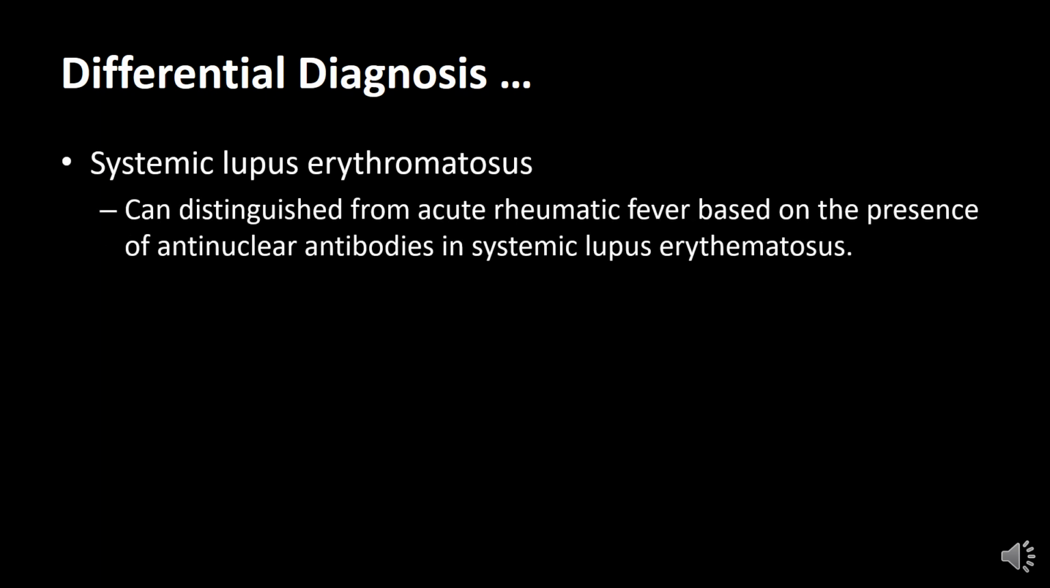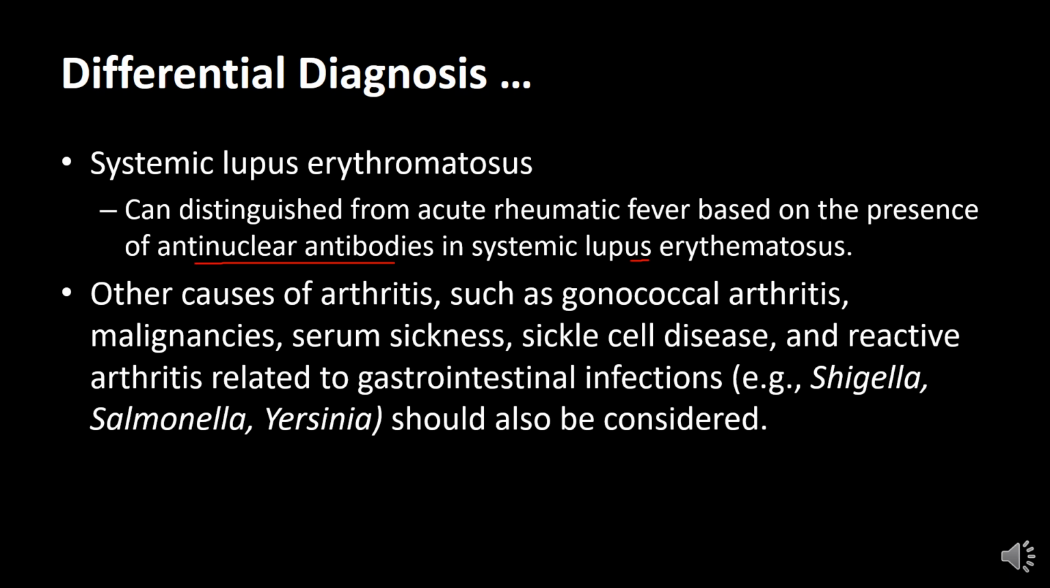The other differential diagnosis to consider is SLE, systemic lupus erythematosus. For systemic lupus erythematosus, you differentiate it from acute rheumatic fever on the basis of the presence of anti-nuclear antibodies, which are present in SLE, but they are not present in acute rheumatic fever. Also, other causes of arthritis need to be ruled out. Serum sickness, malignancies, gonococcal arthritis. All other known causes of arthritis should be ruled out if you're not sure. All right?